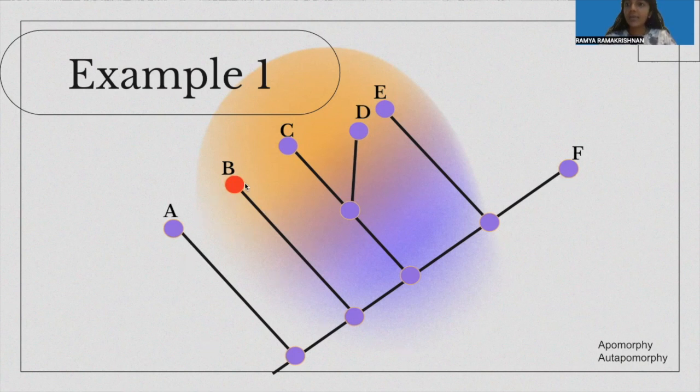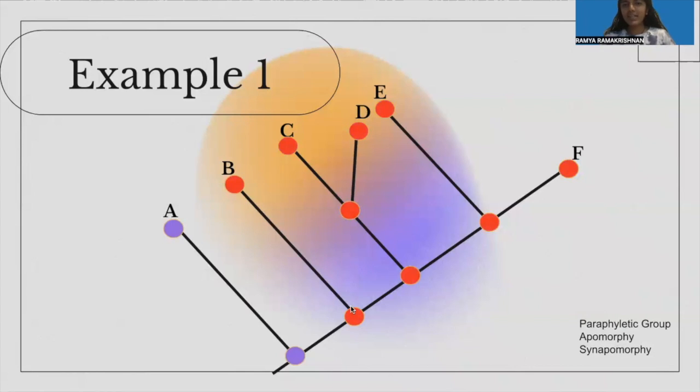Here, hair becomes an apomorphy. It's a derived trait that's not in your common ancestor. More specifically, the hair that's in B is an example of an autapomorphy. There's only one taxa in this entire clade that has the derived trait.